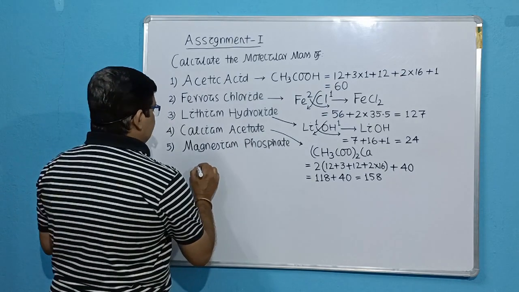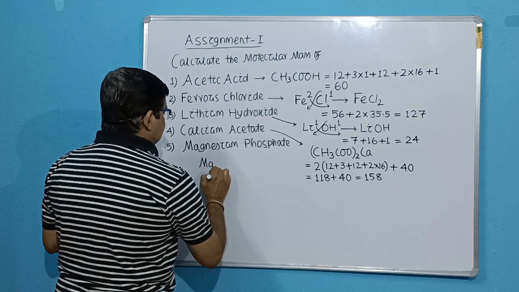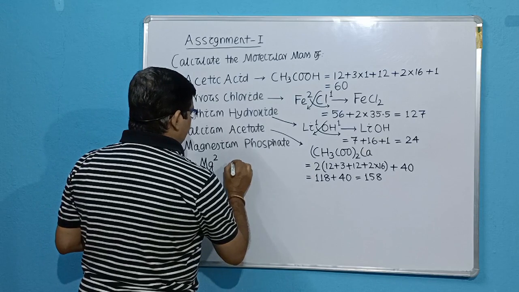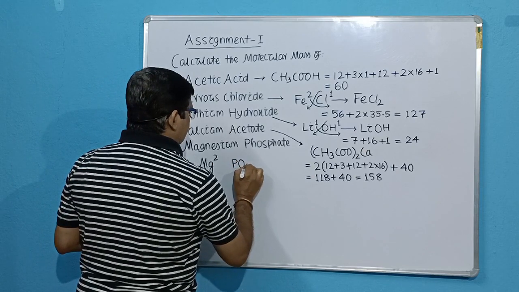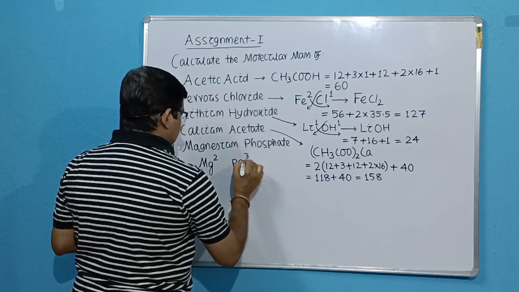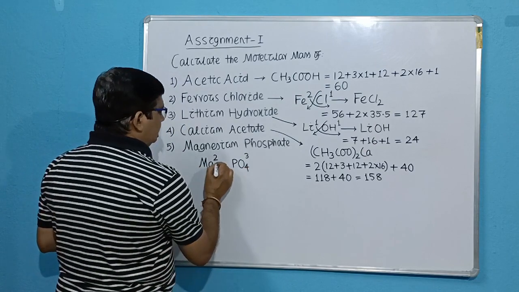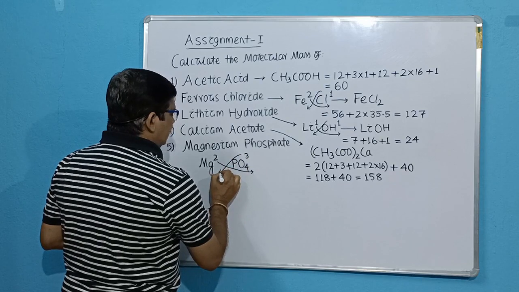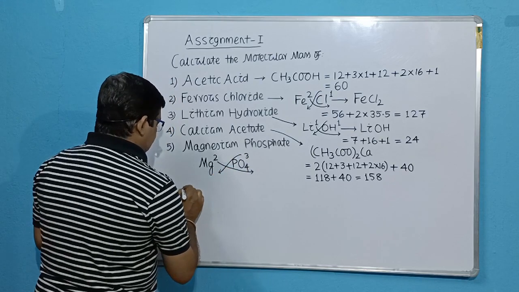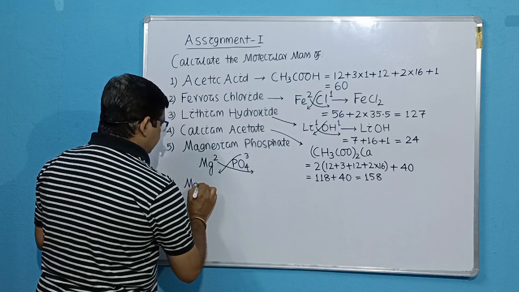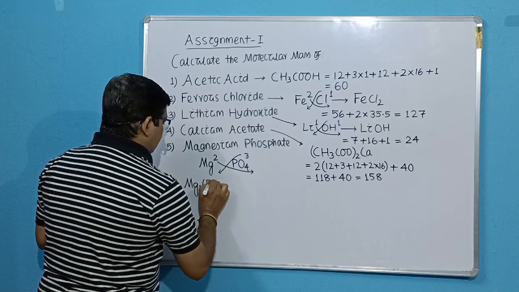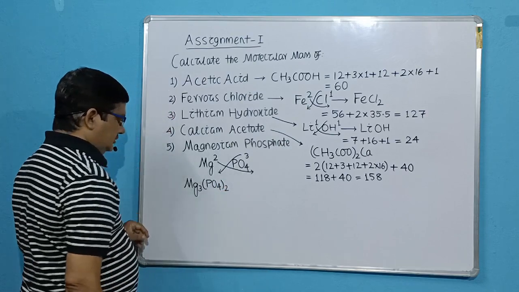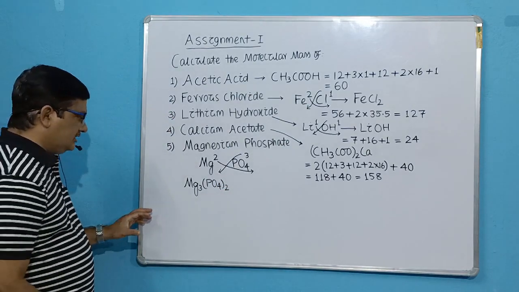Then magnesium phosphate. Magnesium is Mg, valency is 2. Phosphate is PO4, valency is 3. So they will interchange their positions. 2 will come here, 3 will come here. So what will be the formula? Mg3(PO4)2. So this is the formula of magnesium phosphate.